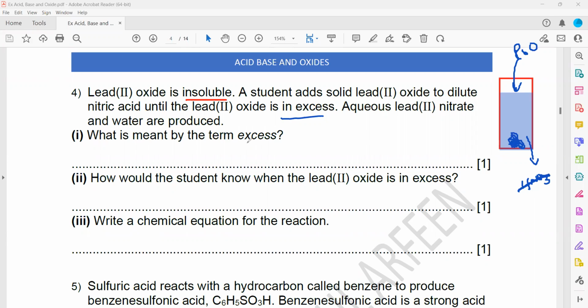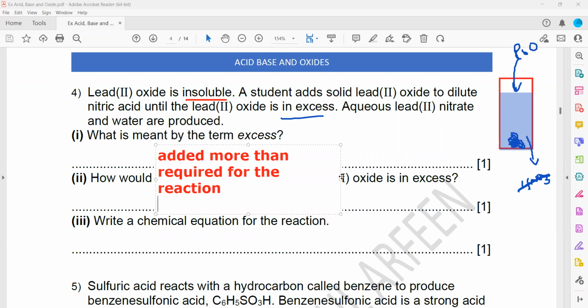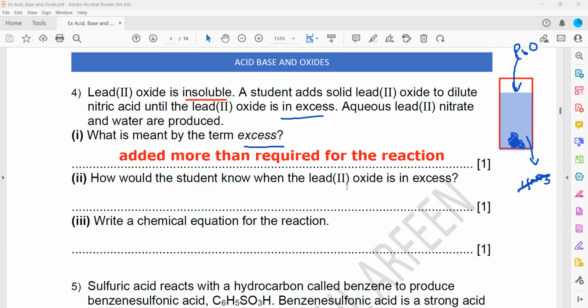What is meant by the term excess? How do we define the term excess? More than enough, or more than the required quantity for the reaction. That's good. You can simply write more than enough, or added more than required for the reaction. That's also correct. How would the student know that lead oxide is in excess? How will he identify that he has added enough lead oxide? Until no more solid is dissolving. So no more solid dissolves.